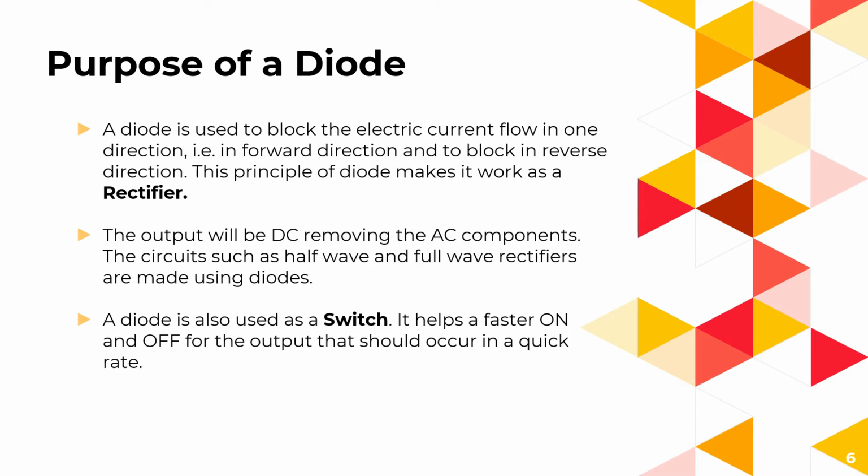A diode is also used as a switch. It helps a faster on and off for the output that should occur at a quick rate.